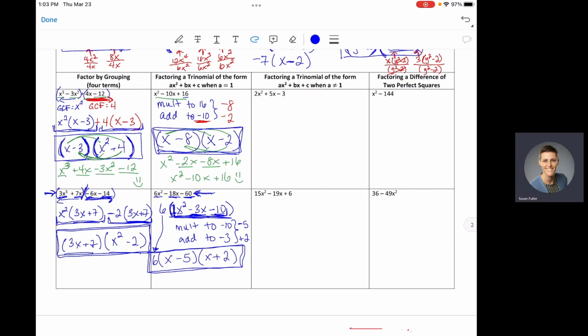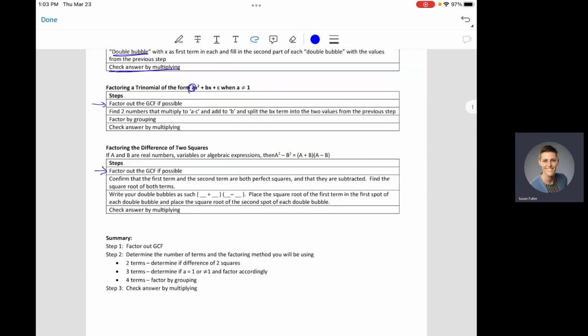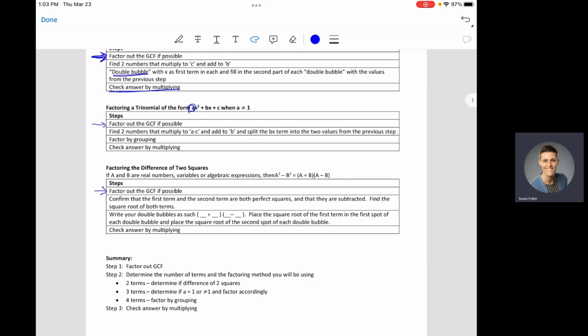Okay, so what if we have three terms, but our a value is not 1? What if that number in front of our x squared isn't just a 1, and we can't factor out that greatest common factor to get a 1 in front of that x squared? Well, in that case, you're still going to look to factor out a greatest common factor first. And then after that, you're going to find two numbers that multiply to a times c.